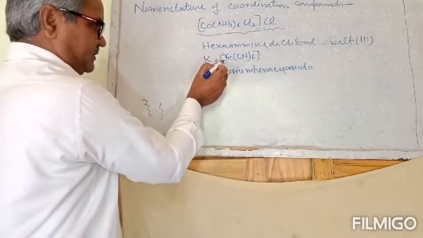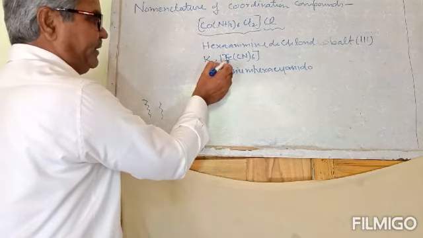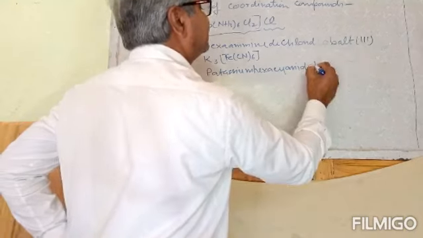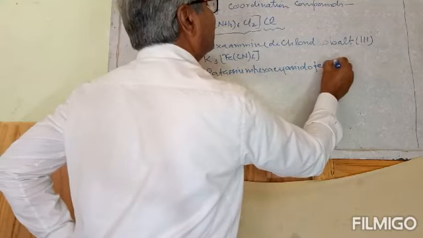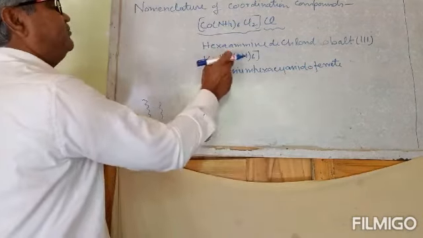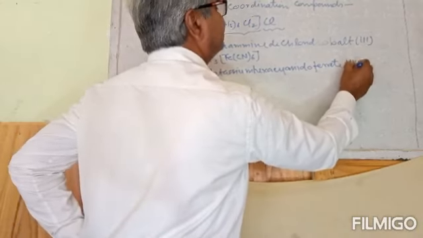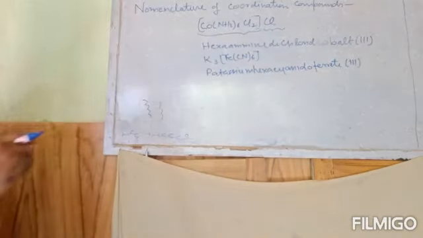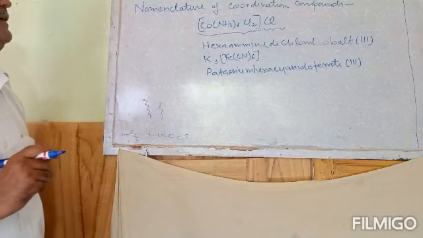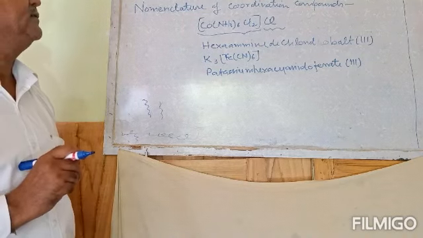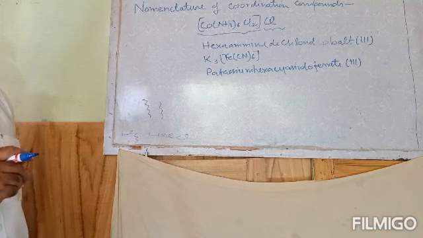Now, in the last the central metal ion will be named. It is ferrate, and the oxidation state is 3, therefore (III). The name of the compound is potassium hexacyanidoferrate(III). Note down.